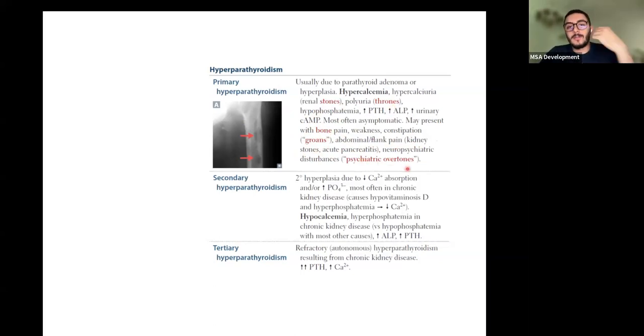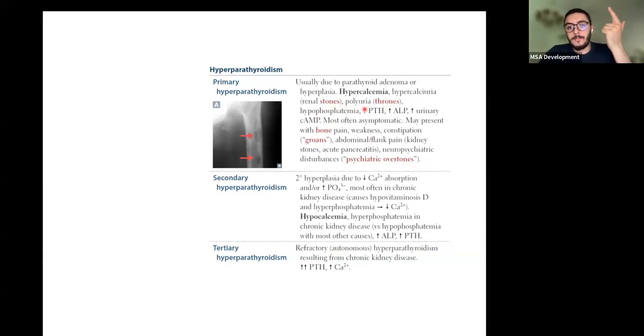This is basically a mnemonic from First Aid. This is a First Aid page. These are signs of primary hyperparathyroidism. Stones, renal stones. Why would a primary hyperparathyroidism patient have renal stones? Because they are having hypercalciuria, and one kind of renal stones are made of calcium. So you're having too much calcium in your urine, and you are at higher risk of developing renal stones.